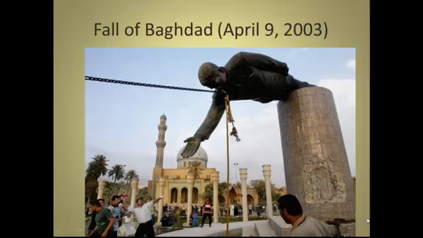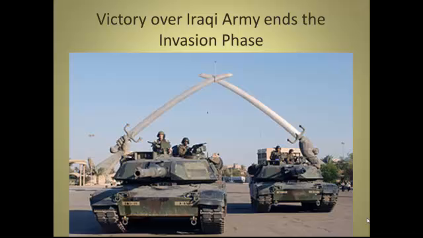So the capital of Iraq, Baghdad, fell to United States forces on April 9th of 2003. Symbolically, the statue of Saddam Hussein was torn down. So that marked the victory over the Iraqi army, and that ended the invasion phase. The invasion didn't take very long. However, the Iraq War was just beginning.